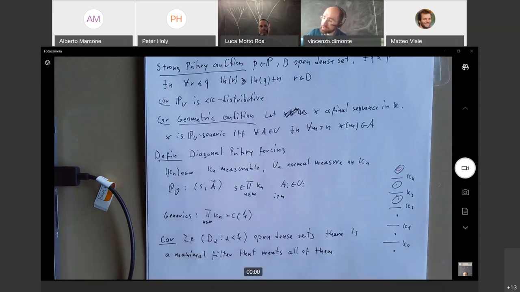So this is not really distributivity, because distributivity would mean that the intersection is an open dense set, but we don't have this, but we have one element. This is enough, going into the topology, the forcing topology. This is enough to have that the space is not lambda meager.